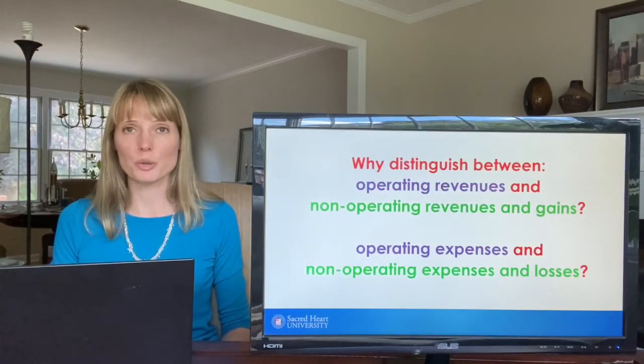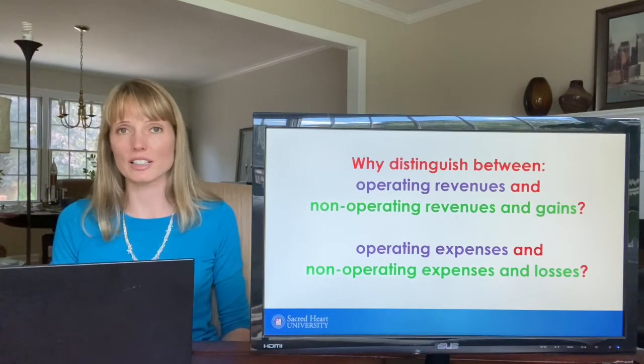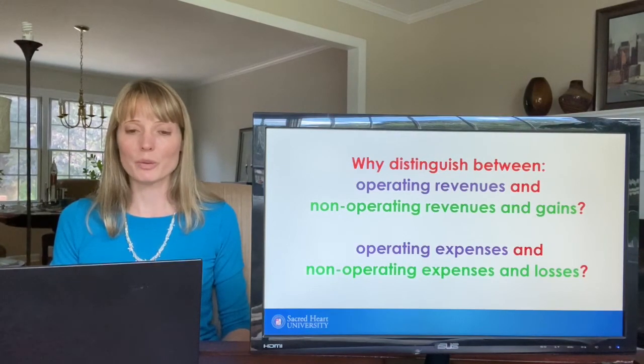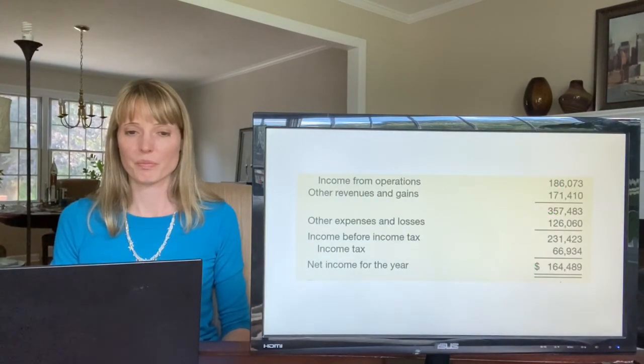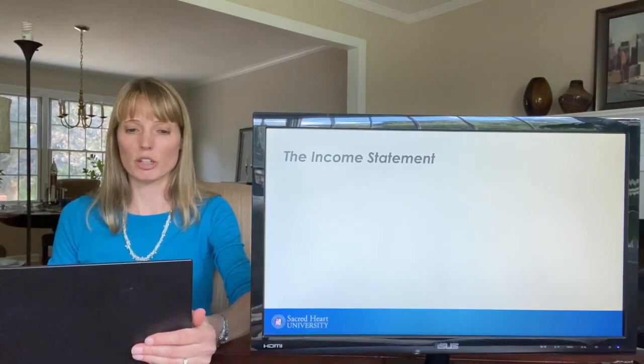Again, why distinguish between operating revenues and non-operating revenues and gains? Because one relates to the company's primary objective, primary activities, and is more likely to be correlated with future revenues. Why do we care about operating expenses versus non-operating expenses? Operating expenses are more likely to be associated with future operating expenses compared to non-operating expenses and losses. And so here we see the remainder of our income statement. Let's finish up our notes with the remaining portion of the income statement.